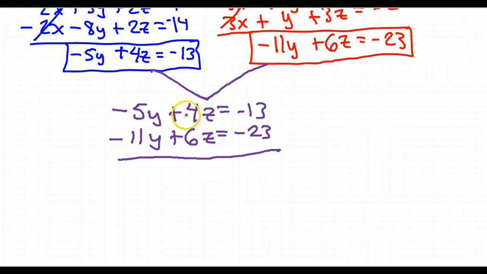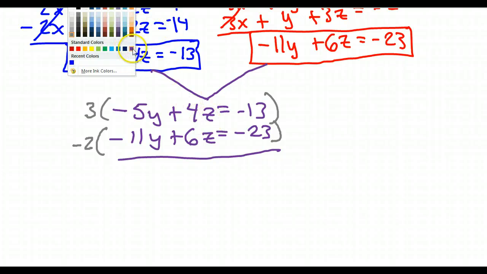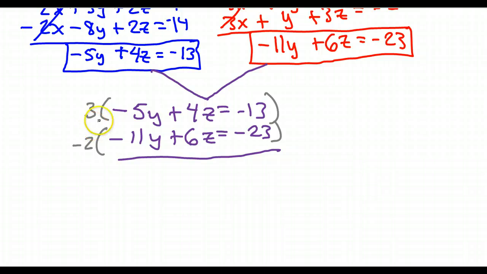Now I could turn one of these into a 24 and a negative 24 by multiplying by 6 and negative 4. But if I'm clever, which I am, I will realize that these could more easily be turned into 12s. So if I multiply the top equation by 3, I'll get a 12z. If I multiply the bottom equation by negative 2, I'll get a negative 12z. And then my z's would be opposites that cancel. And the numbers will be smaller this way.